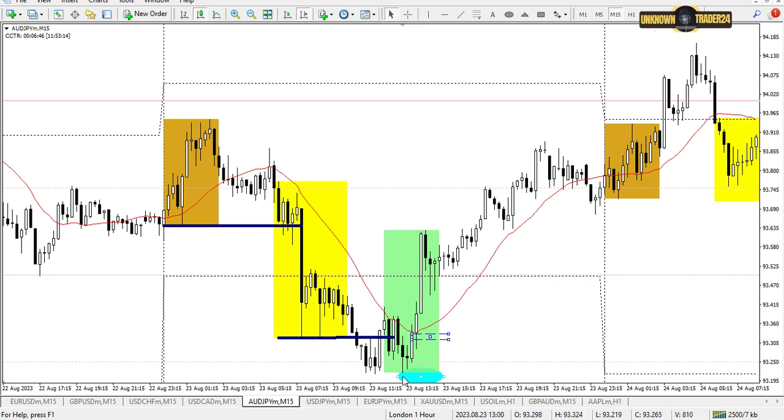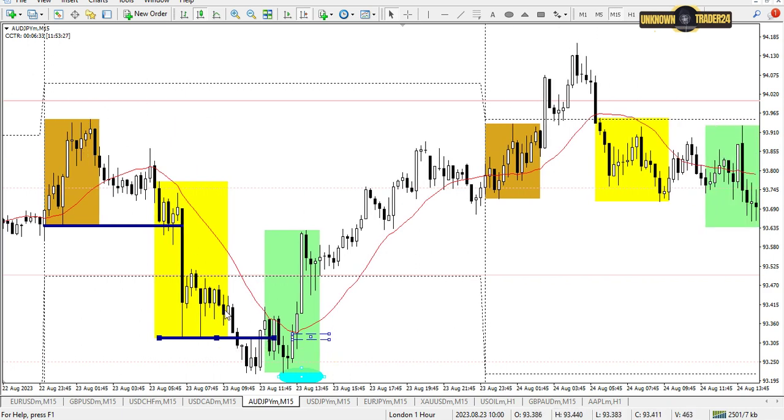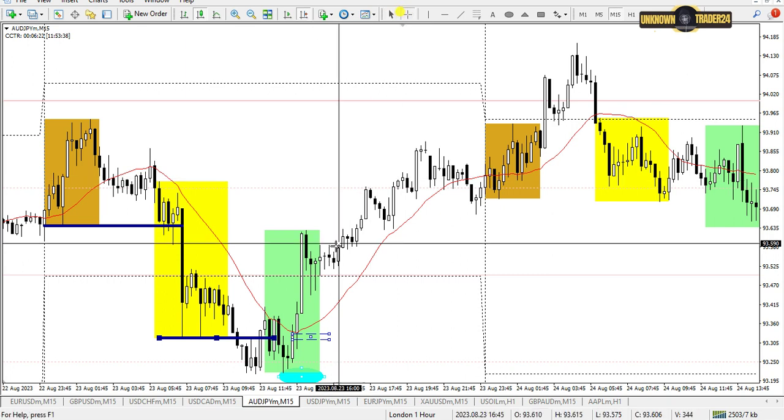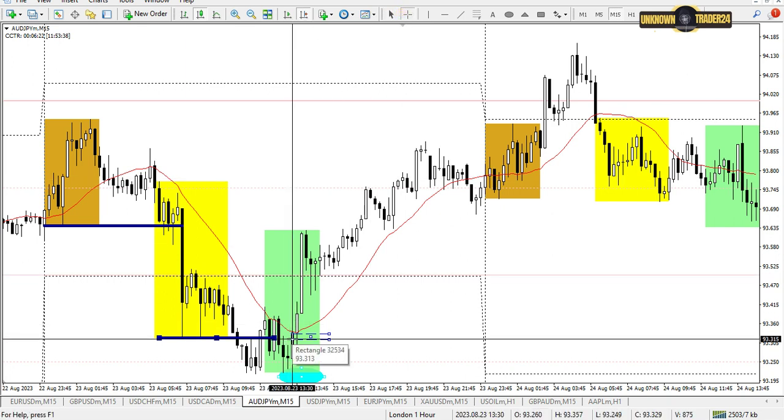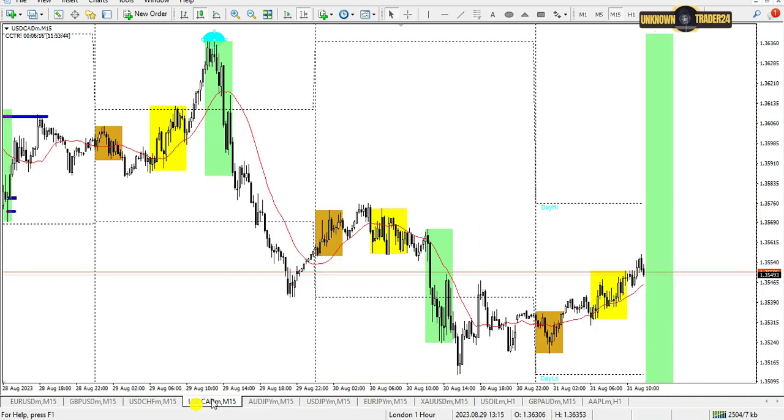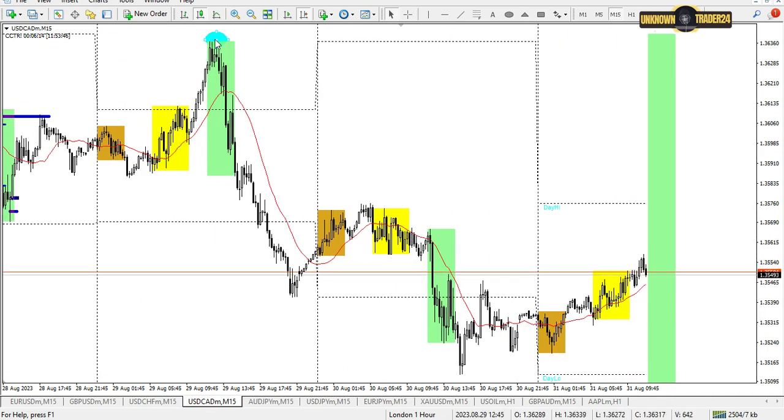They come down, they close everybody else who entered before the US session. What does this mean? This means everybody who entered throughout the day is locked out. Everybody who took it long is locked out, and then they reverse quickly at the right time. It's all about times. And then we go to CAD.